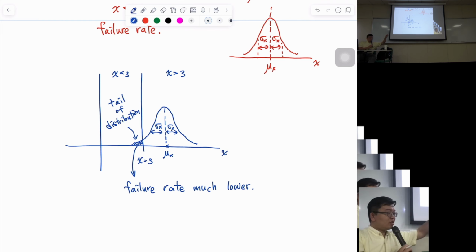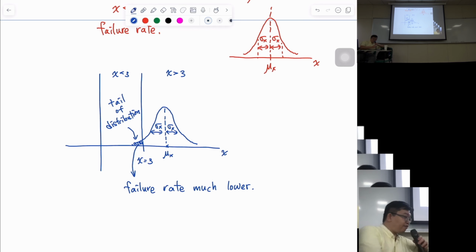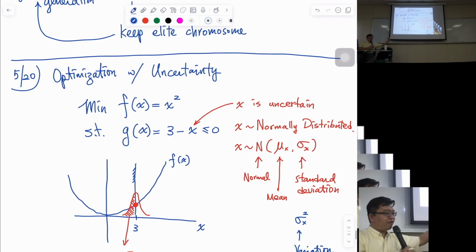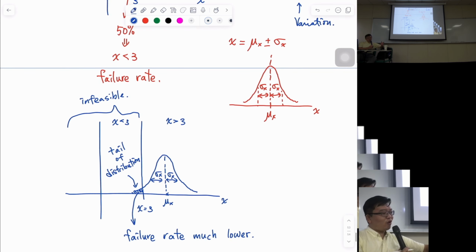We can control the area at the tail of the distribution within the failure region. This is the failure region, or infeasible space, right? But the question is, how much should we move? If I move toward the right too much, then I will be further away from the optimality. The optimal, suppose, is x equals 3, right? I want the objective function to be lower. But if I move toward the right too much, my objective function becomes greater.